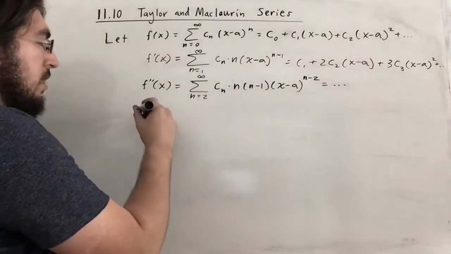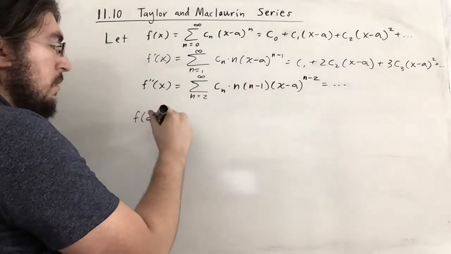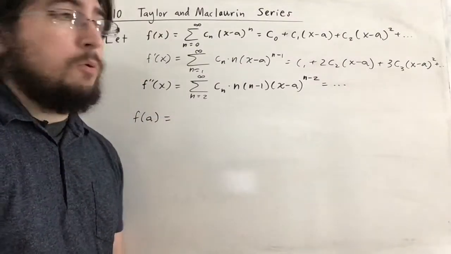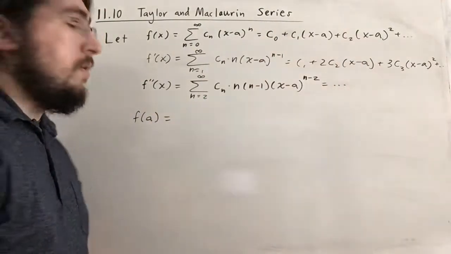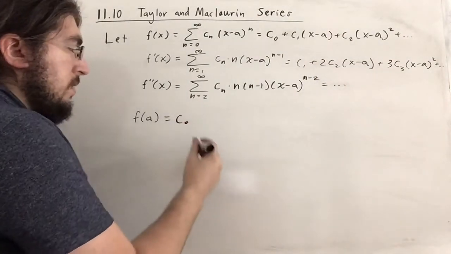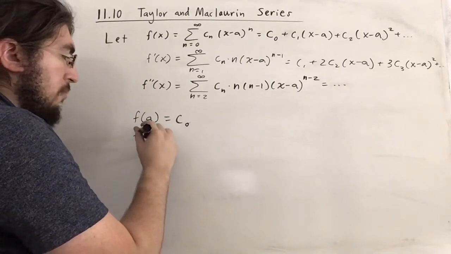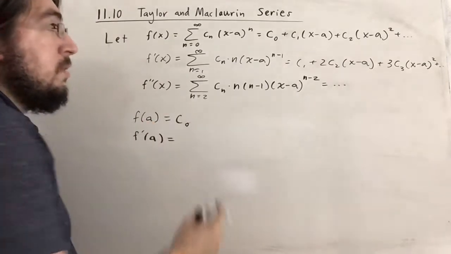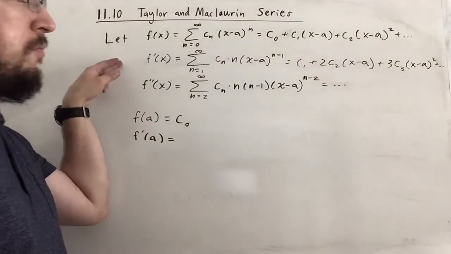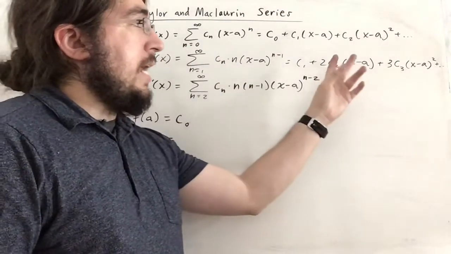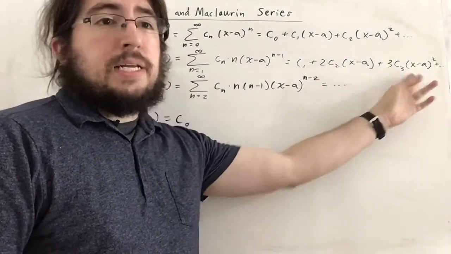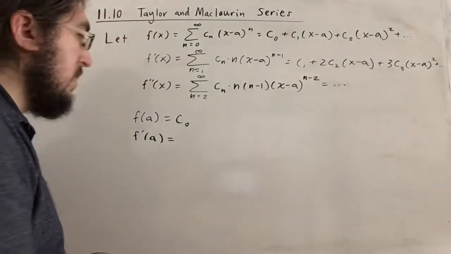So let's first take a look at f. Notice when you plug in a, a lot of stuff goes to 0. In fact, everything goes to 0 except for c0. So here we just get c sub 0. Good. What about for f prime? Well, for f prime, when you plug in a, what do we get here? Plugging in x equals a, a minus a is 0, so those terms go to 0 and we're left with c1.